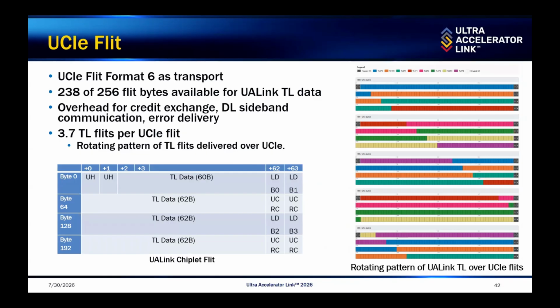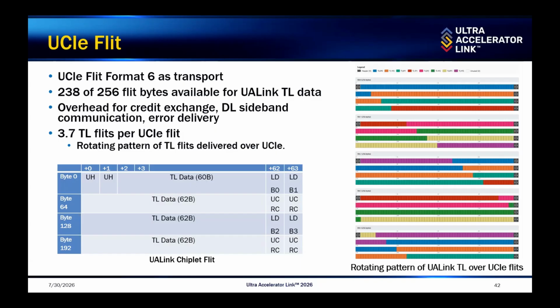I won't go through this in a lot of detail, but one of the key things to realize is that TLs are fixed flit sizes. UCIe is a fixed flit size. UCIe has some overhead. To get the TL across, we have overhead. So what we do is we take the TL data and we pack it in as well as we can into a UCIe flit. So this picture at the bottom left is the UALink chiplet format. It's based on UCIe Format 6, if people are familiar.